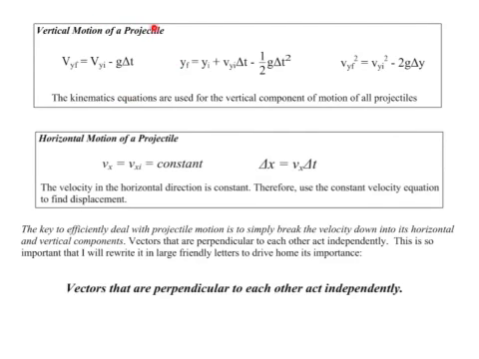The vertical motion of a projectile is given to us by our kinematics equations, where the object is in free fall. The horizontal motion of the projectile, though, is given to us by our constant velocity equation. The key to efficiently deal with projectile motion is to simply break the velocity down into its horizontal and vertical components. Vectors that are perpendicular to each other act independently, which we've seen previously. This is so important. We're going to write that, and show it right here in big, large, friendly letters. Vectors that are perpendicular to each other act independently to each other.